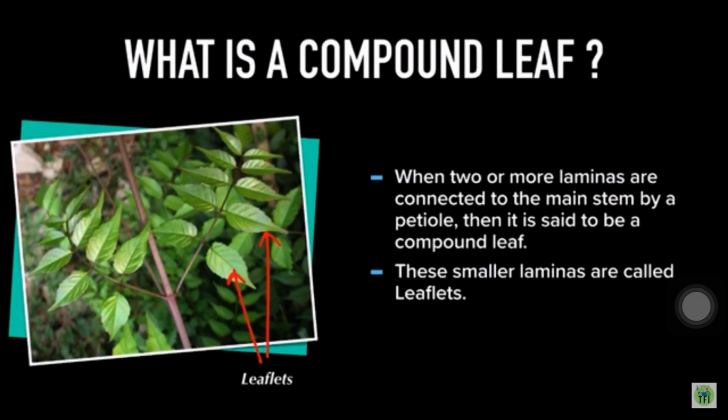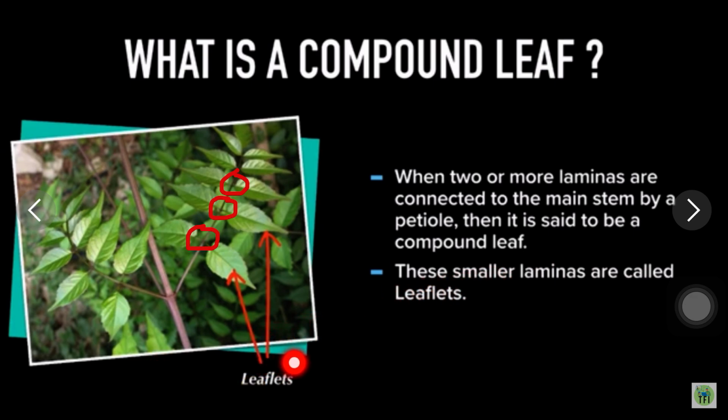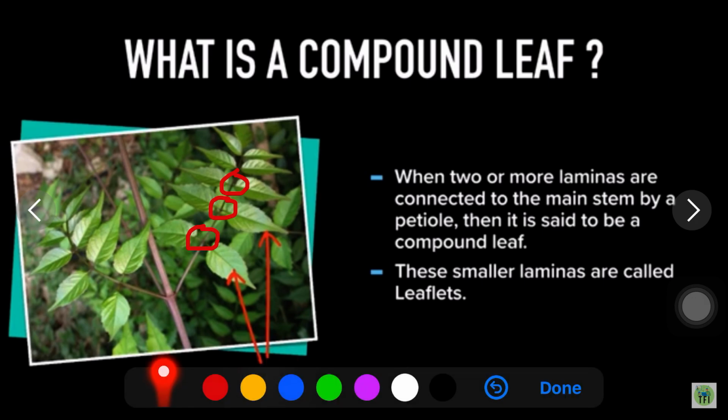What is a compound leaf? When two or more laminas are connected to the main stem by a petiole, it is said to be a compound leaf. These smaller laminas are called leaflets, as you can see in the image. This is nothing but leaflets.